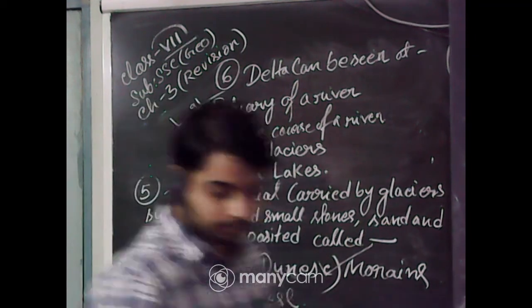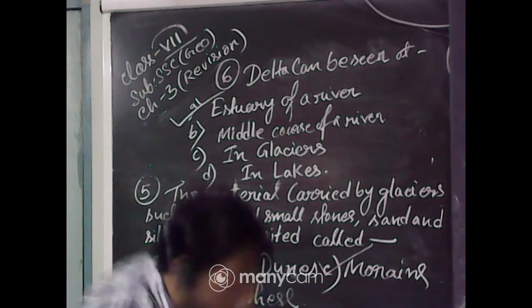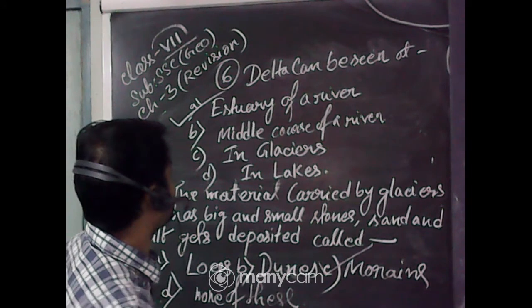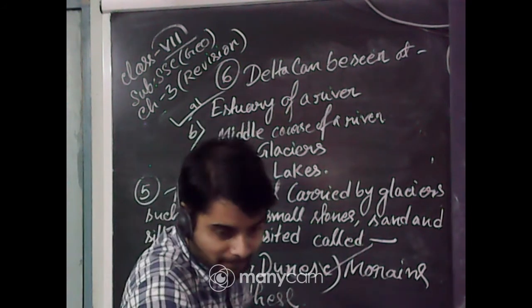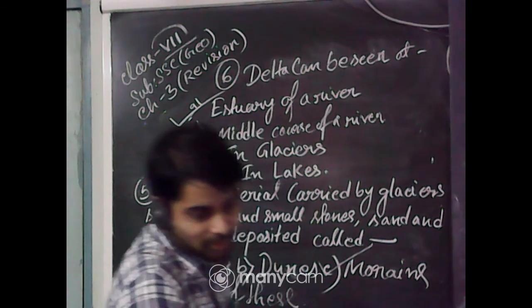Very good. C is not the correct option, Soikot. In glaciers, Hatsabul is laughing. Okay.